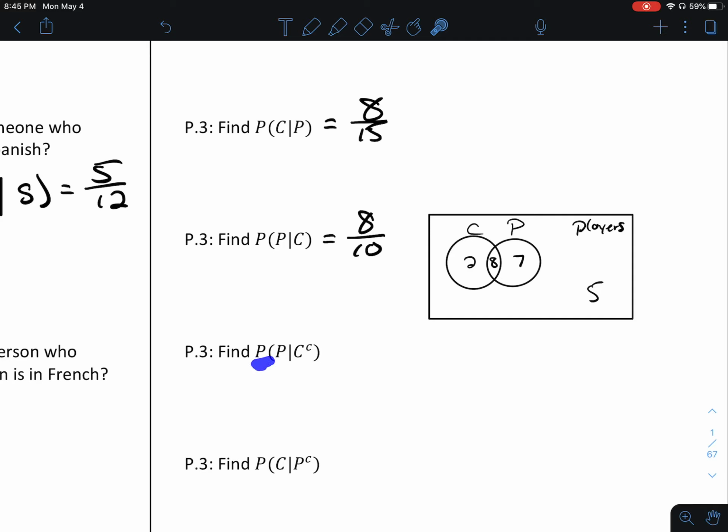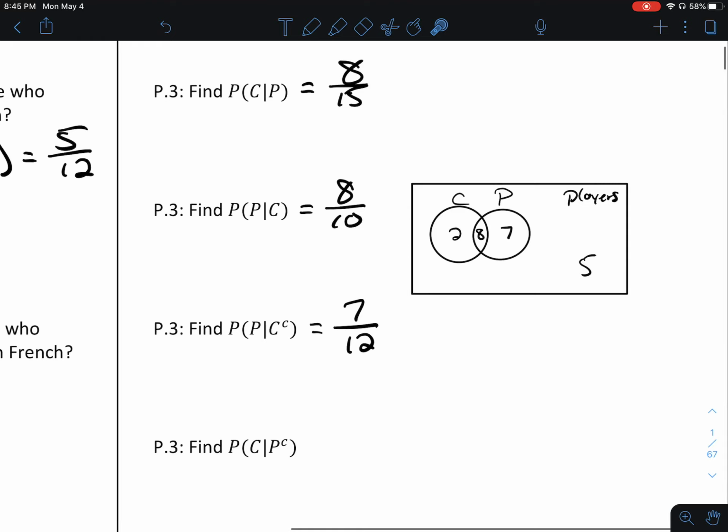What's the probability that someone is a picker given that they had the complement of a concussion? So the complement of a concussion means they didn't have a concussion. So everyone in here had a concussion. People that didn't have a concussion would be these people here, the 7 and the 5. There are 12 people that had never had a concussion. Of those 12 that never had a concussion, how many are pickers? Only 7. So it's 7 out of 12.